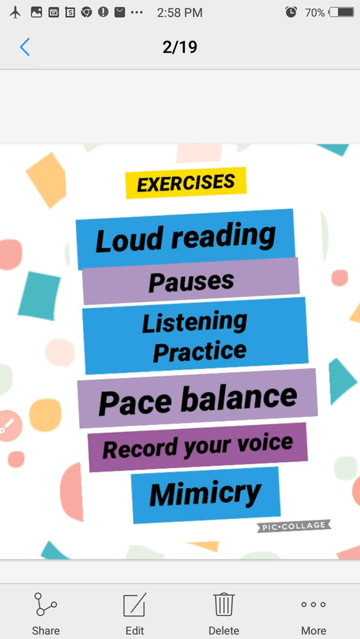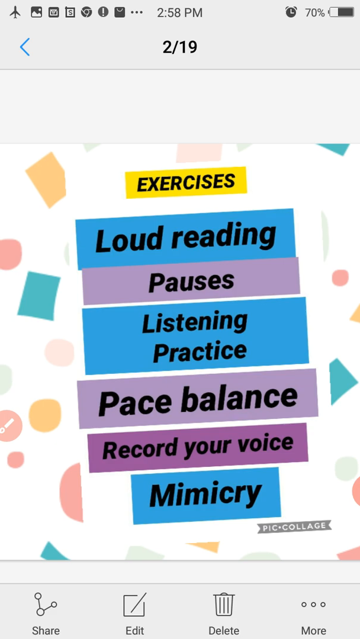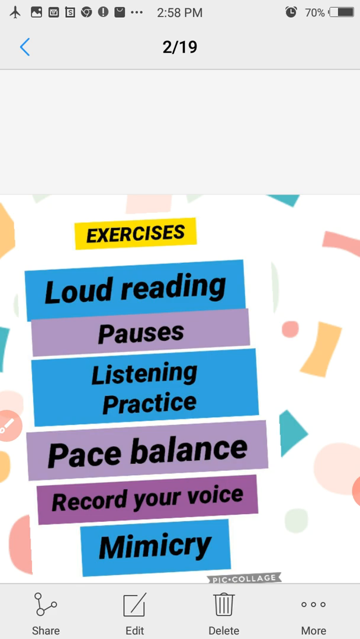And the next is mimicry. Mimicry, we all know. You can imitate or copy the dialogues of your favorite actors or actresses or movies. Yes, I hope you understand. After doing such exercises, you will be able to modulate your voice.